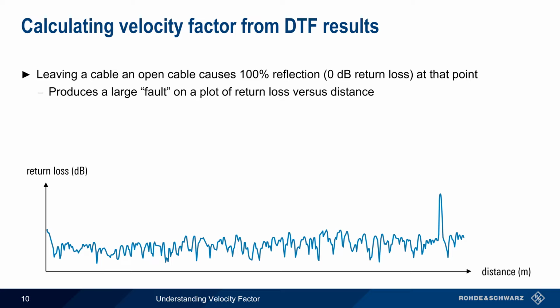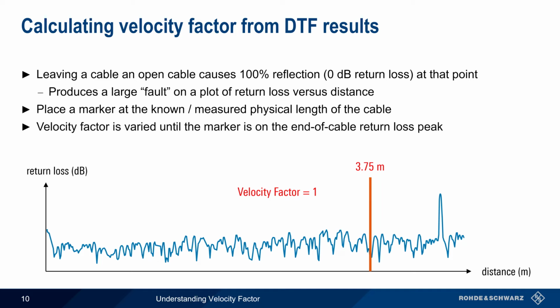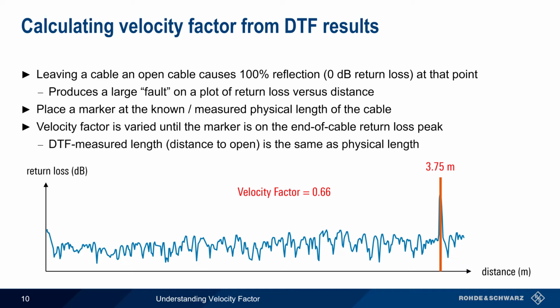The velocity factor of this cable is determined by placing a marker at the known or measured physical length of the cable. If we start with a velocity factor of 1, this marker will always be to the left of our end of cable fault. We then change the velocity factor until the marker is on the end of the cable return loss peak. At this point, the length measured by distance to fault and the physical length will be the same, indicating that we are using the correct velocity factor for the cable under test.